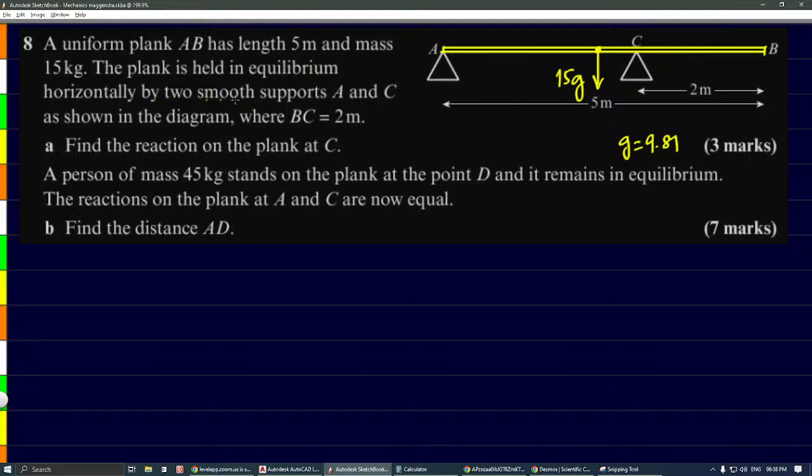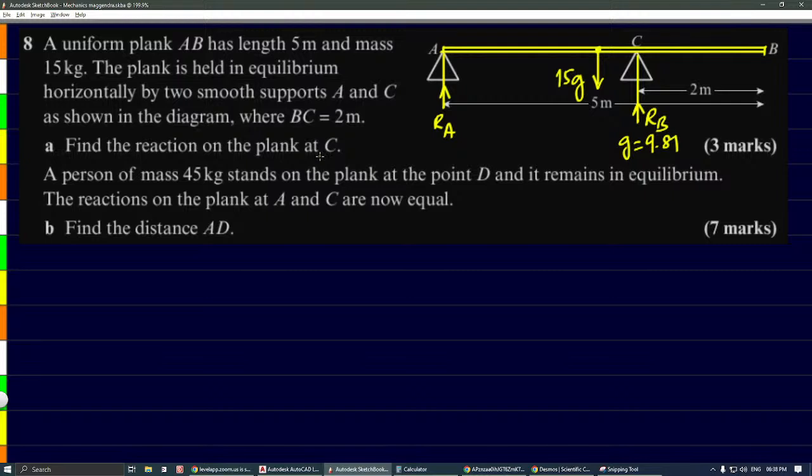The plank is held in equilibrium horizontally on two supports A and C. So we'll get two reactions here, RA and RC, let us call the reactions RA and RC. Where BC length is 2 meters, find the reaction on the plank at C.